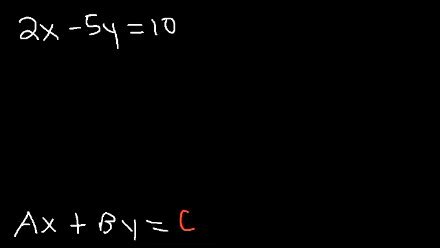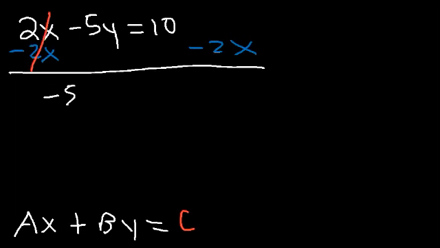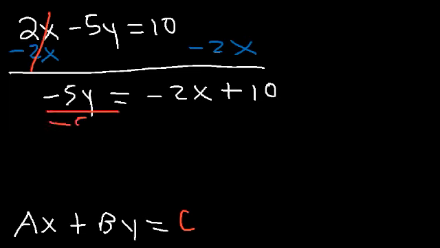So let's move the 2x to the other side. Let's subtract both sides by 2x. So on the left side, all we have is simply -5y. On the right side, we have -2x plus 10. So our next step is to divide every term separately by -5.